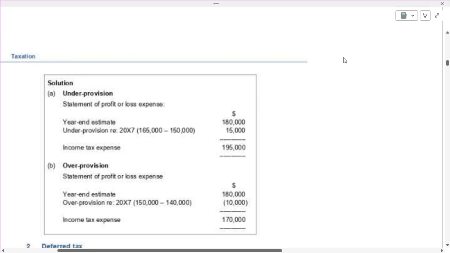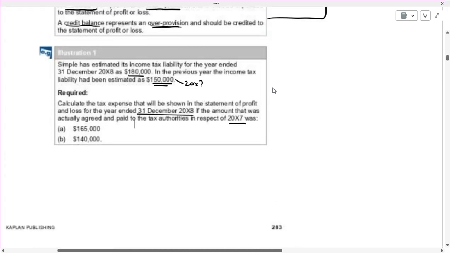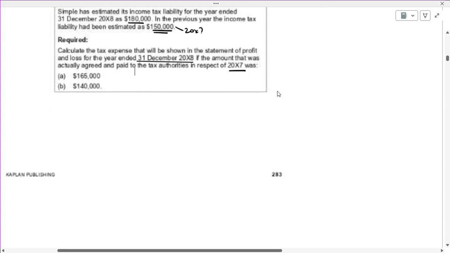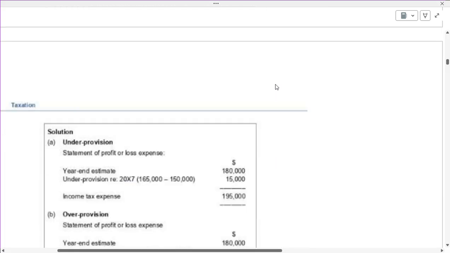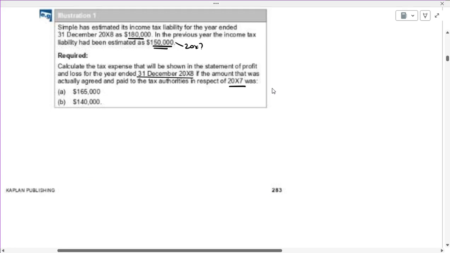Now, this is what they mentioned. The year-end estimate is how much? Estimated 180,000, is it right? Last year they estimated 150,000, 165 and 140. The year-end estimate for 2008 is how much? 150. Under last year, how much have they estimated?